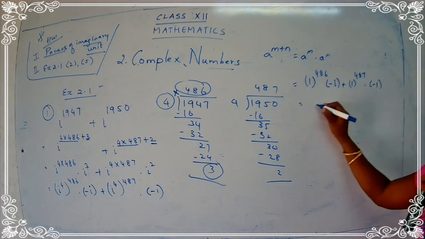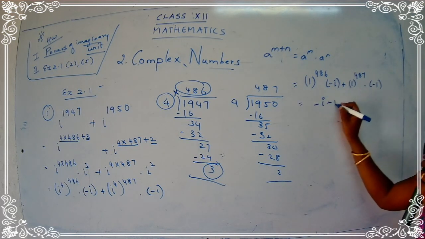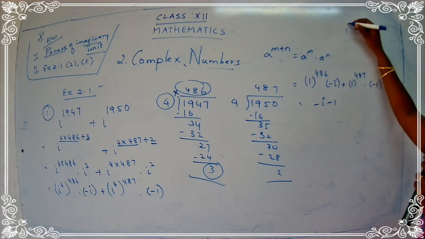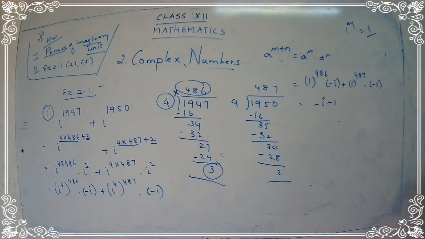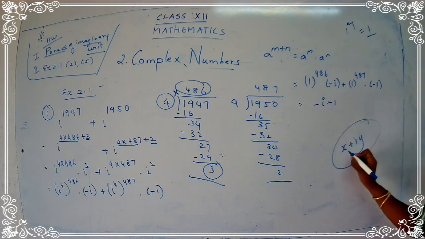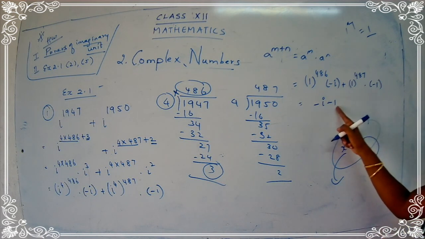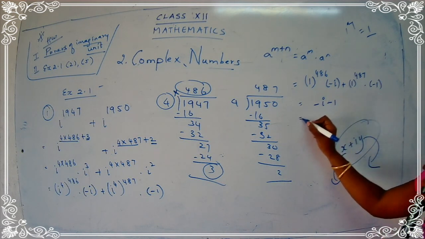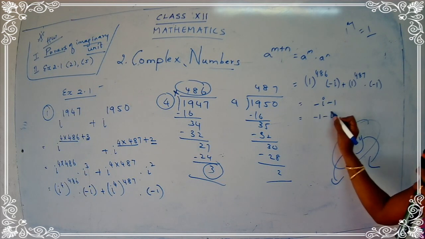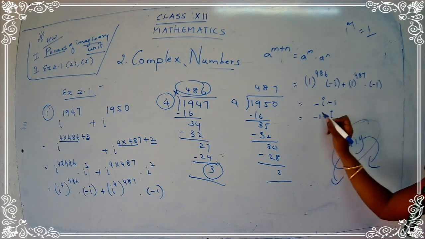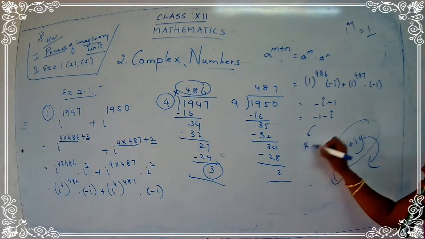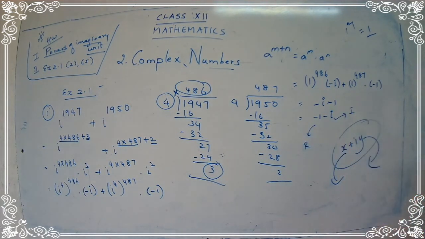So here what is left? Minus i, here minus 1. 1 raised to any number is going to give you 1. 1 raised to 1000, 1 raised to lakh is going to be 1. So now what is the form of a complex number? The form is the real part and the imaginary part. First the real part should come and next the imaginary part. So the number is minus 1, and you have to write this as minus 1 minus i. So this is a complex number, and minus 1 is the real part and minus i is the imaginary part.